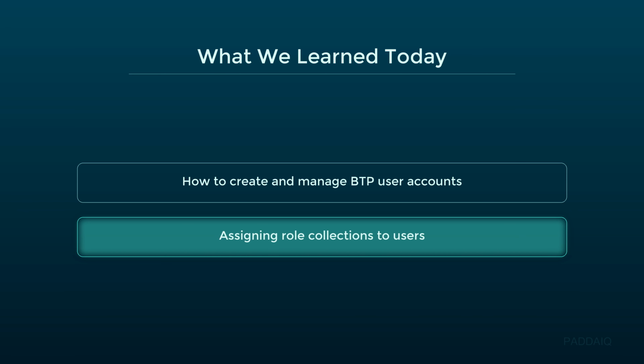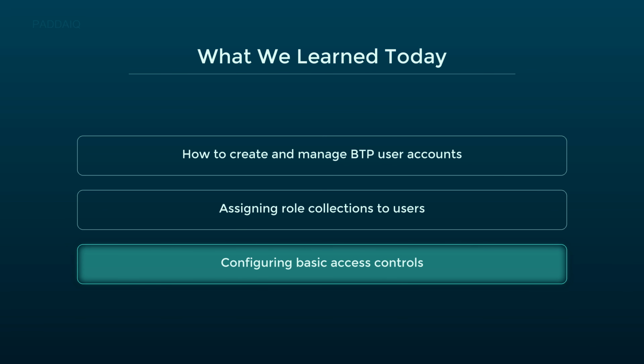Assigning role collections to users. This means grouping permissions and giving them to people in your organization. For example, a finance team member gets roles for viewing reports but not modifying system settings. This ensures users have exactly the access they need to perform their jobs securely and effectively.